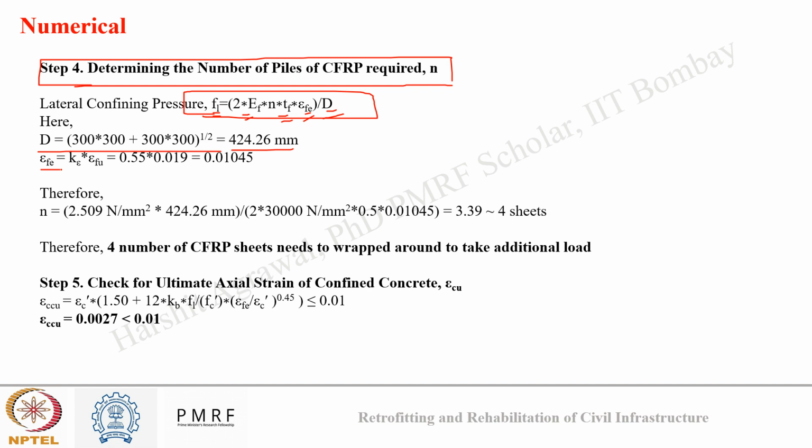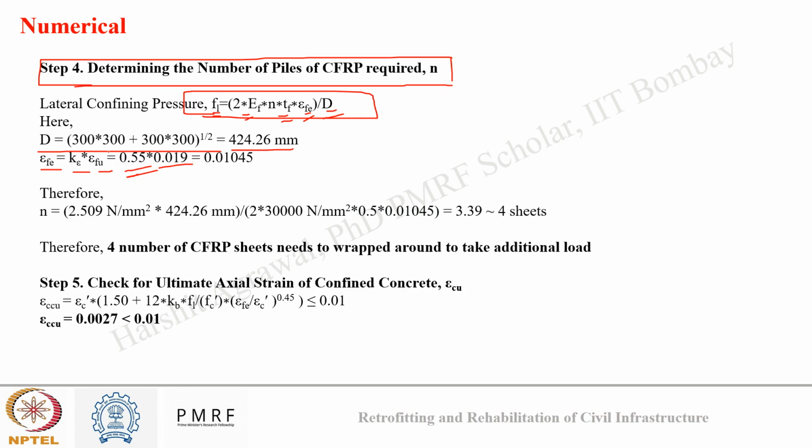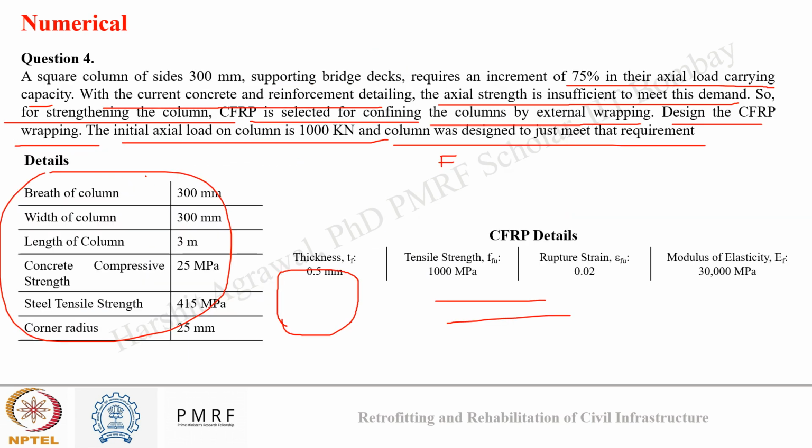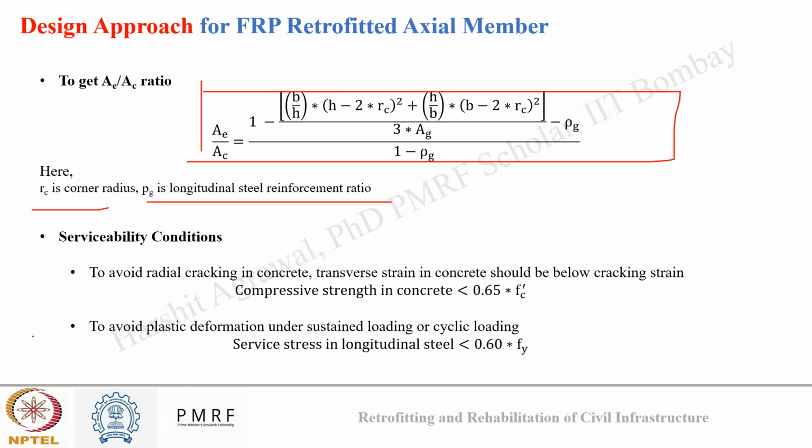And epsilon Fe is nothing but Ke times epsilon Fu. Epsilon Fu we know, and Ke also we know. We calculated it here. Ke value is a constant that we assume that was given initially in the question in the slide that we discussed. Here you can see K is a strain efficiency factor which ranges from 0.55 to 0.61. For this question, I have assumed the strain efficiency factor as 0.55.